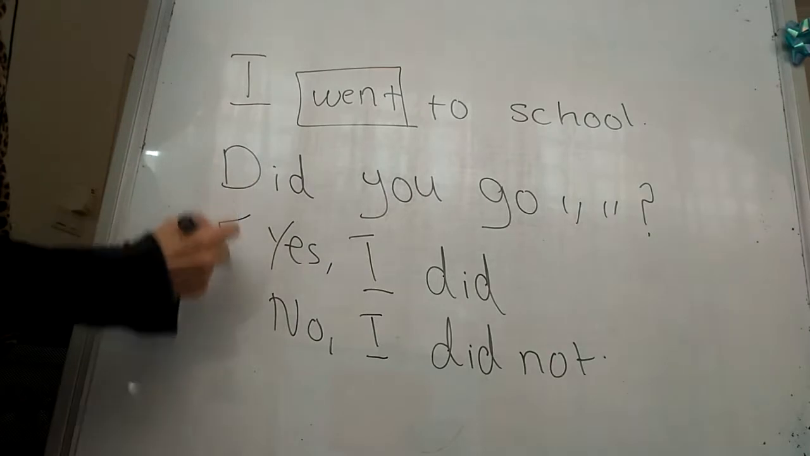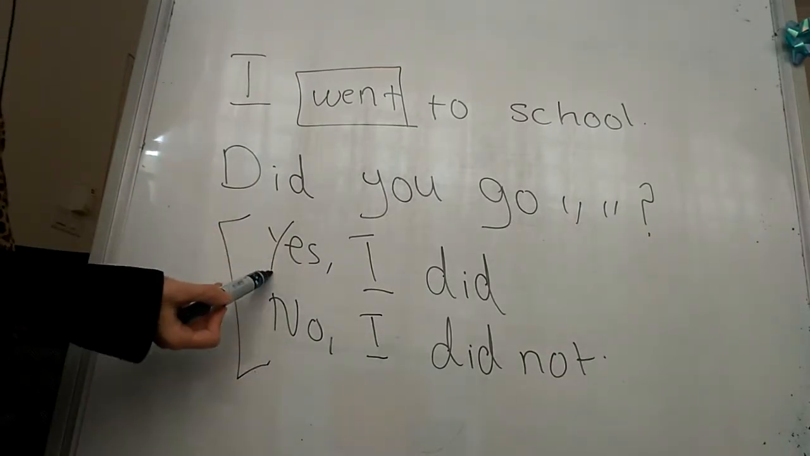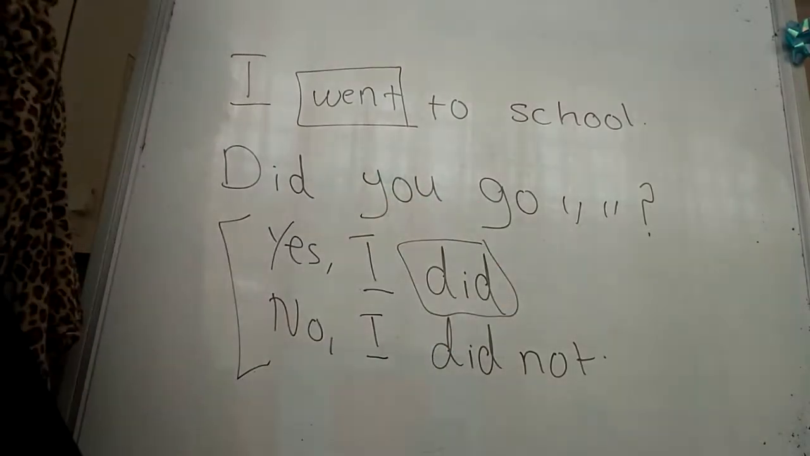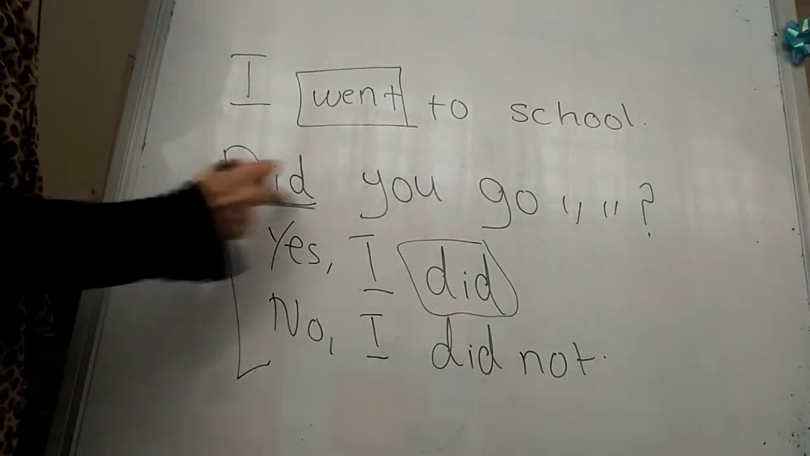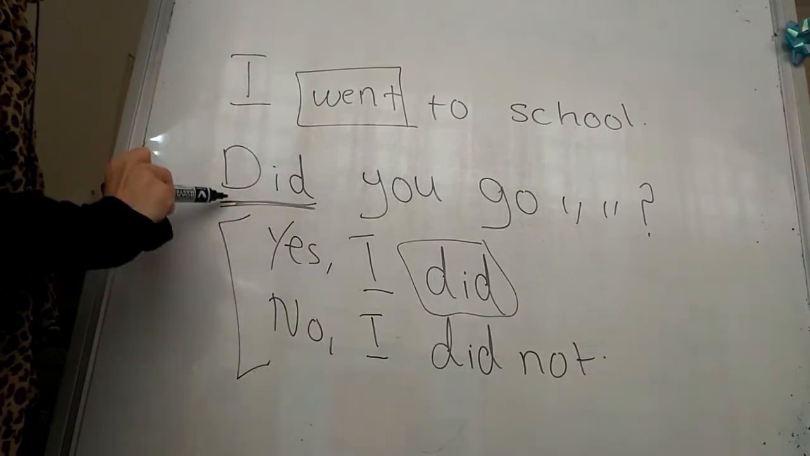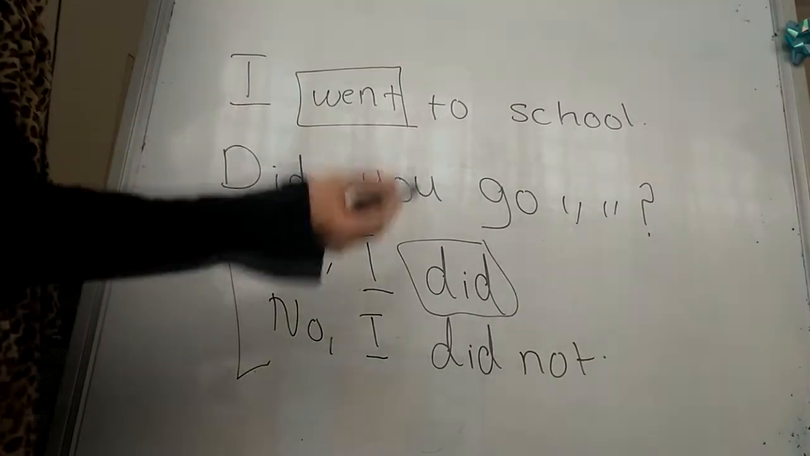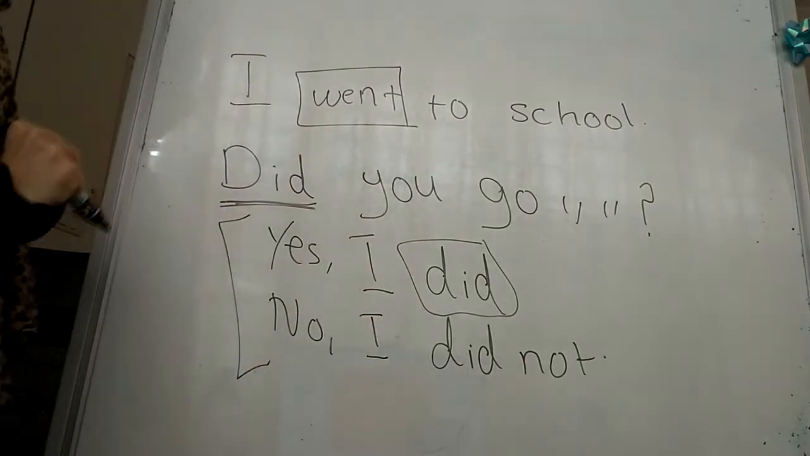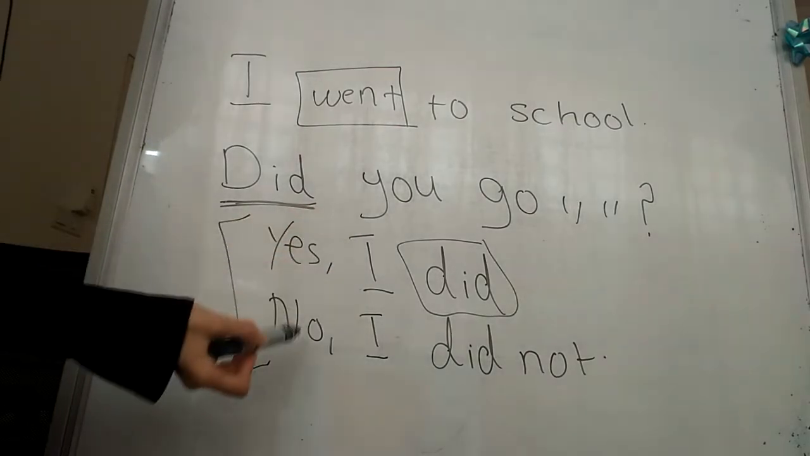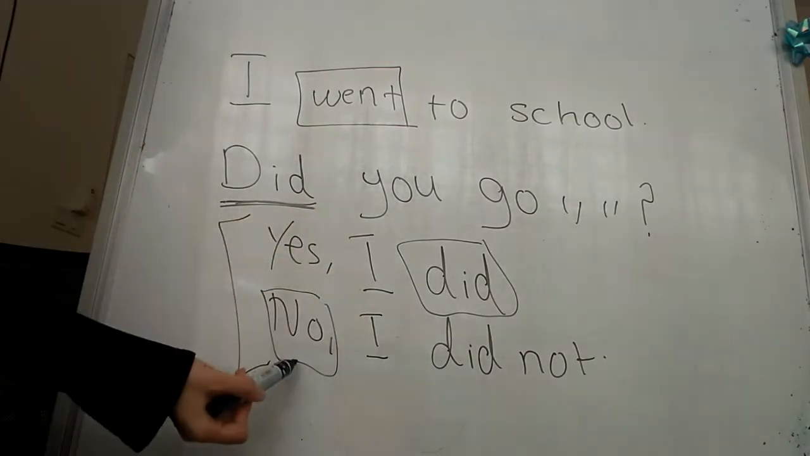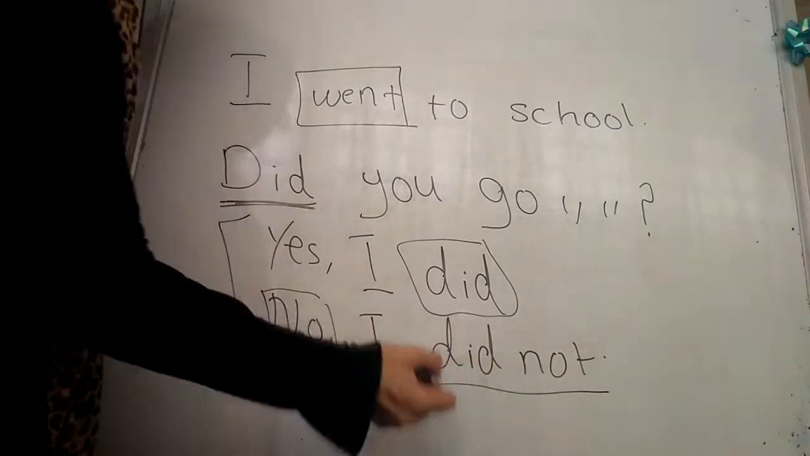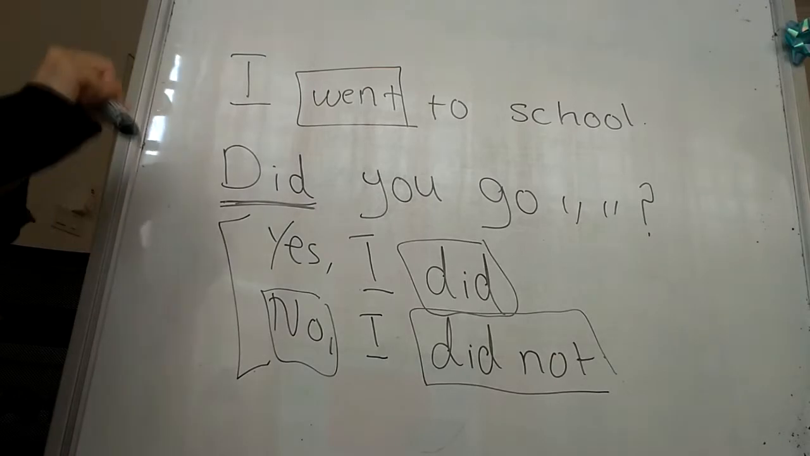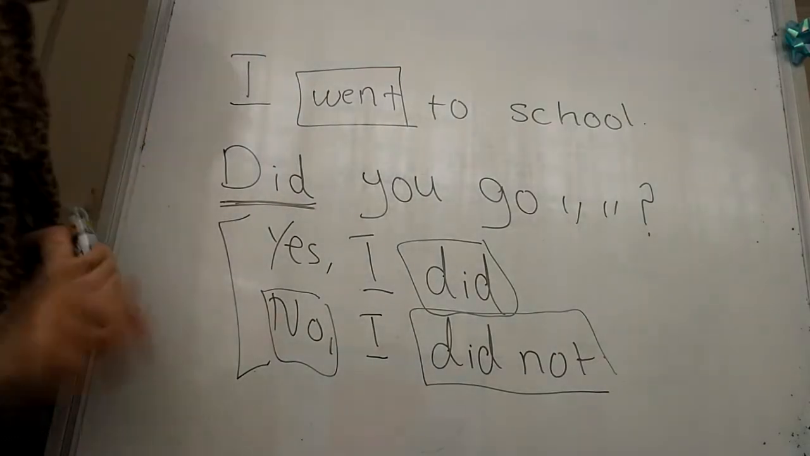So let's look at this part. Here we have yes, and then I. But why do we use did? We use did because of the question. If the question starts with did, then we use did in the answer. So you just need to be careful, okay? And here we have no. So if the answer is no, we need to use did not. Okay? Now let's look at another example.